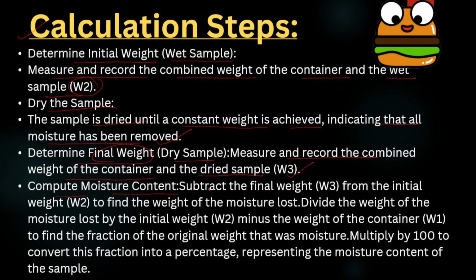Compute the moisture content: subtract the final weight from the initial weight to find the weight of the moisture lost. Divide the weight of the moisture lost by the initial weight W2 minus the weight of the container, that is W1, to find the fraction of the original weight that was moisture. Multiply by 100 to convert this fraction into a percentage, representing the moisture content of the sample.